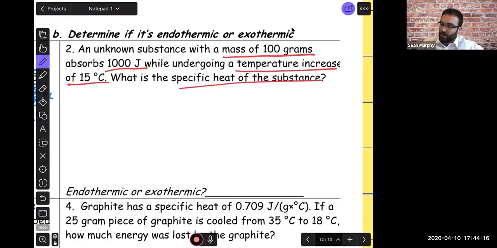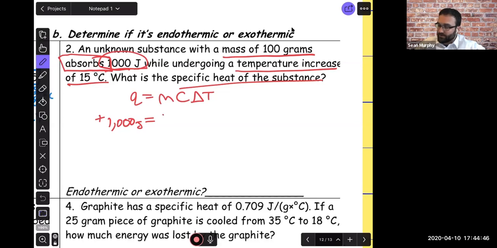All right, so we know that our formula equals Q equals mcΔT. Now, we're going to put 1,000 joules in for Q. And the reason why it is going to be positive is because it absorbed. Absorbing is positive, releasing is negative.